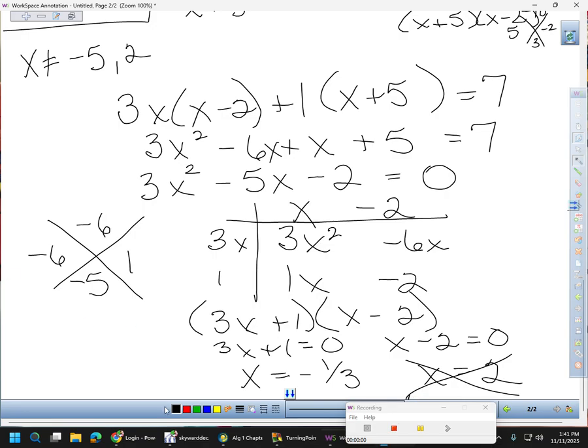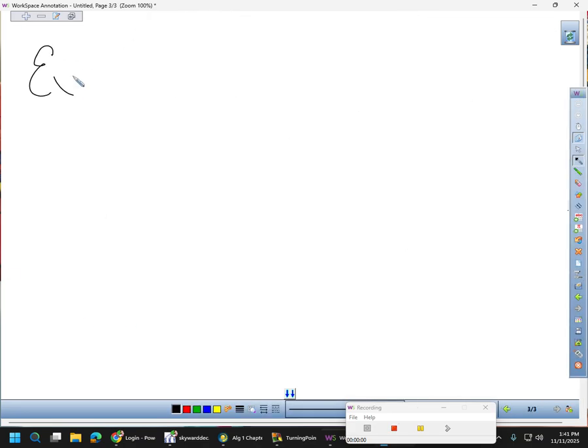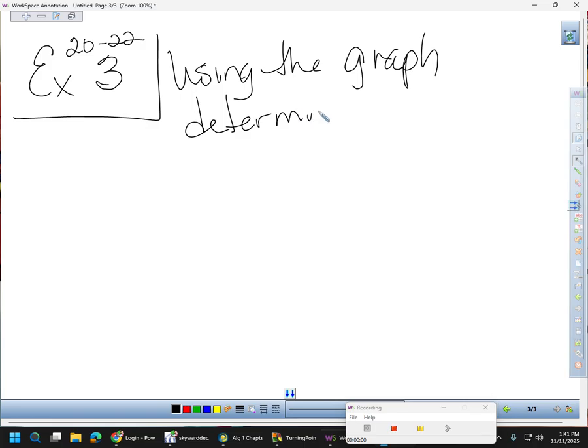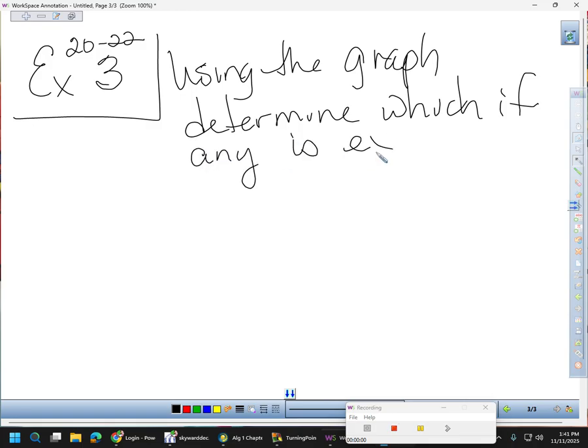Okay, example number 3. Example 3 is going to be your 20 and 22. And it says, using the graph, determine which, if any, is an extraneous solution.